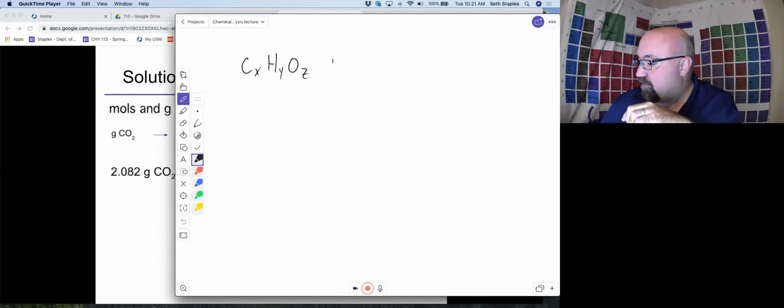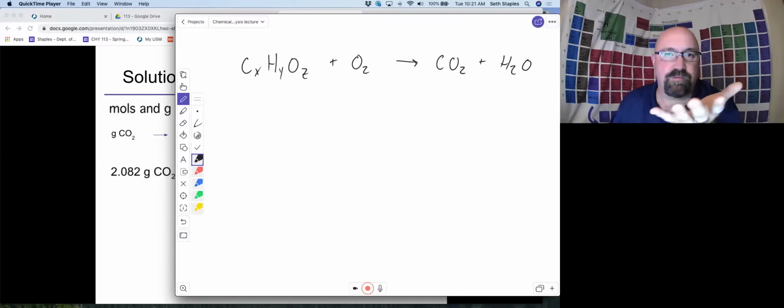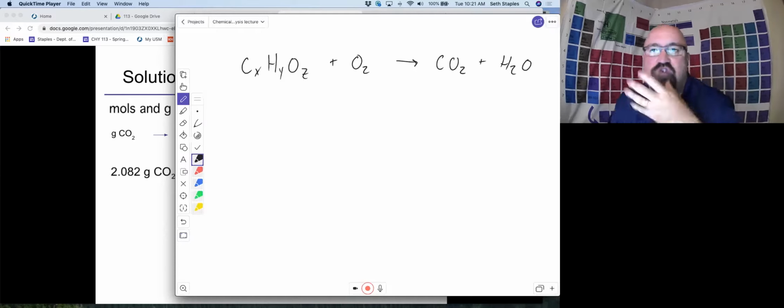This is a combustion reaction, so we know we're going to react this with O2. And we know that our only products here are going to be CO2 and H2O. Now we can't really balance this yet, because we don't know what our subscripts are. So we're just going to leave this as our general outline for the reaction.